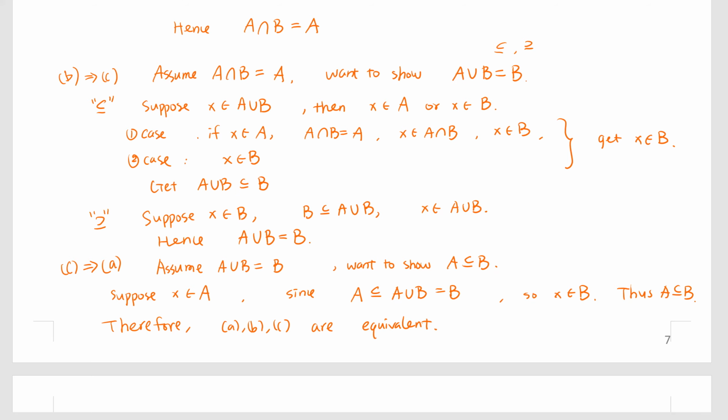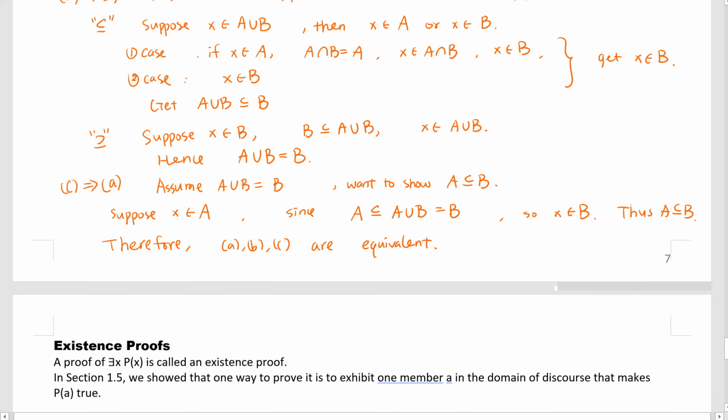This is the proof when we have more than 2 propositions and we want to show they are equivalent. Let's say if we have 5 propositions, then we just wrap a circle: 1 implies 2, 2 implies 3, 3 implies 4, 4 implies 5, 5 implies 1. So we wrap a circle and then we can show they are all equivalent. So far, so good, everybody.